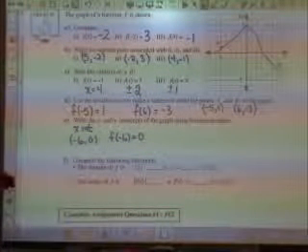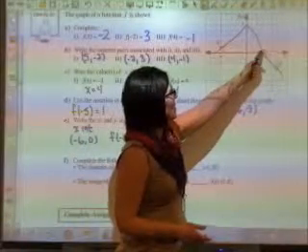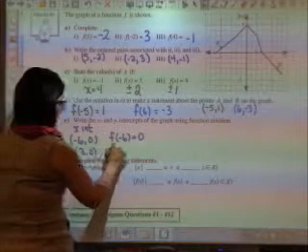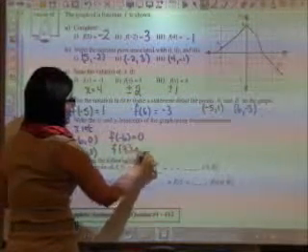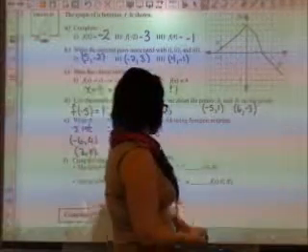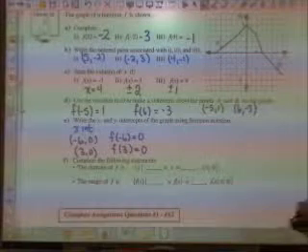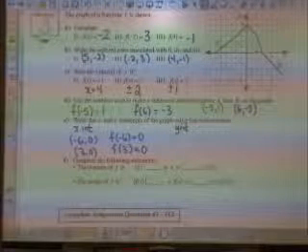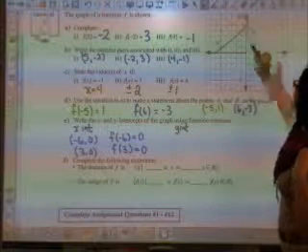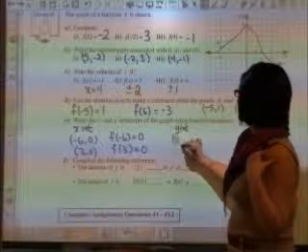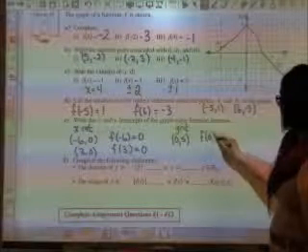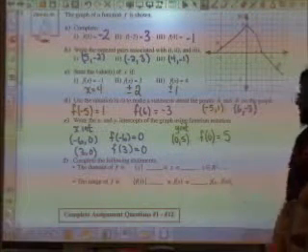If I look at the next one, the next x-intercept is right here, which is at 3 and 0. So f at 3 would equal 0. Now, if we look at my y-intercept, in my y-intercept, I have 0 and 5. So in function notation, this would be f at 0 equals 5.